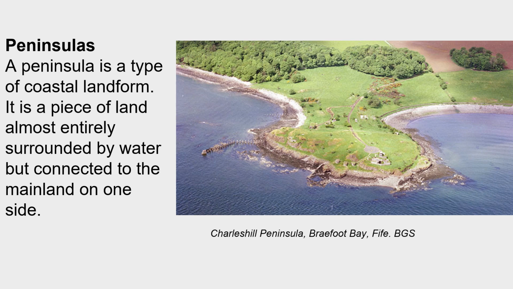Peninsulas. A peninsula is a type of coastal landform. It is a piece of land almost entirely surrounded by water but connected to the mainland on one side. You can see that it is mostly surrounded by water and only a small part is connected, like a tie. Yeah, it looks like a tie. So that basically is a landform called a peninsula. This is a peninsula near Brayfoot Bay, famously called Charles Peninsula. Yeah, sounds like it.